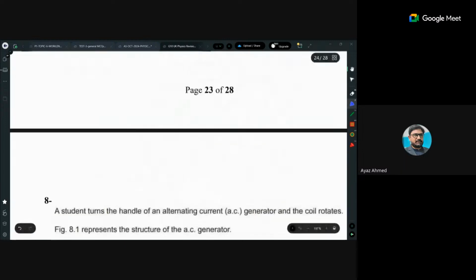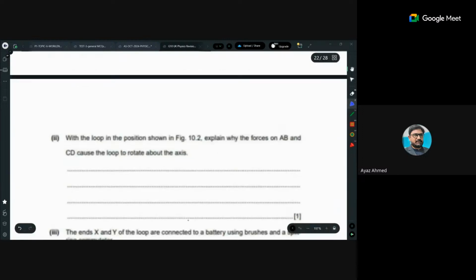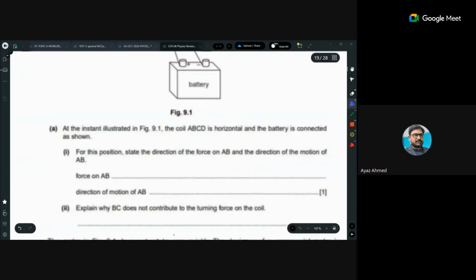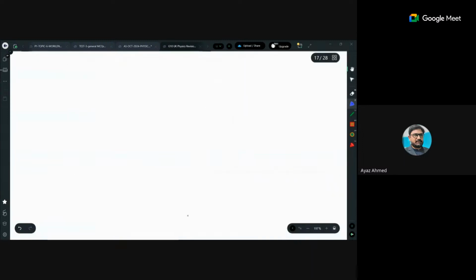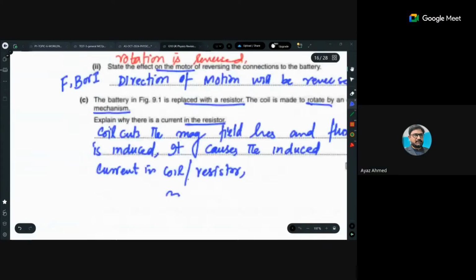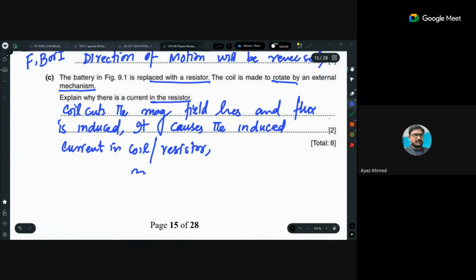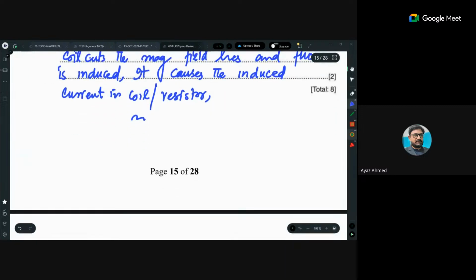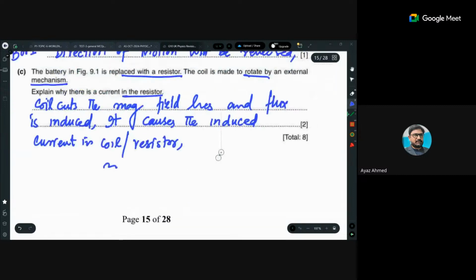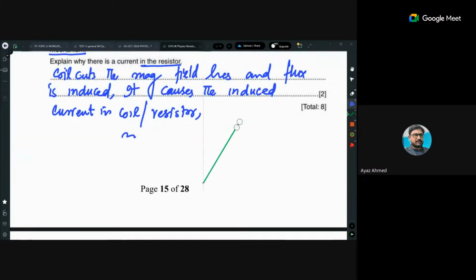So you have to write the simple mechanism, because the entire principle is not asked. That's why you will simply write, 1 mark or 2 marks? 2 marks, na? It was a 2 marks question, right? Yes. So for this type of question, you are supposed to write that magnetic field lines are cut by the coil. Let me explain it to you, because I am going to teach this topic in a little more detail, so I will try to make it clear to you.